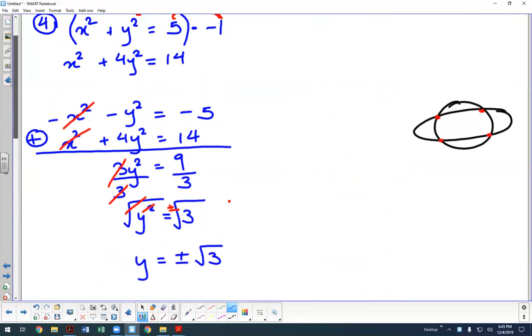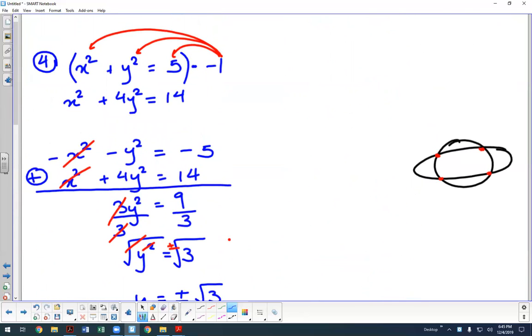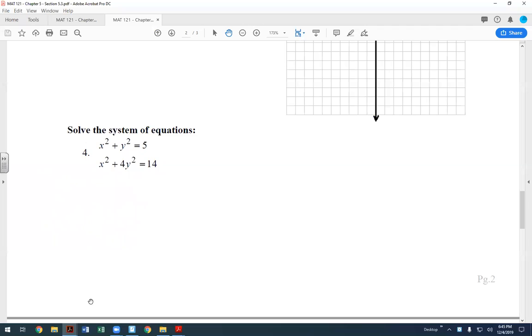Okay. That's our addition method where you're basically adding the 2 equations so that we can cancel out one of the variables. Question on 4?